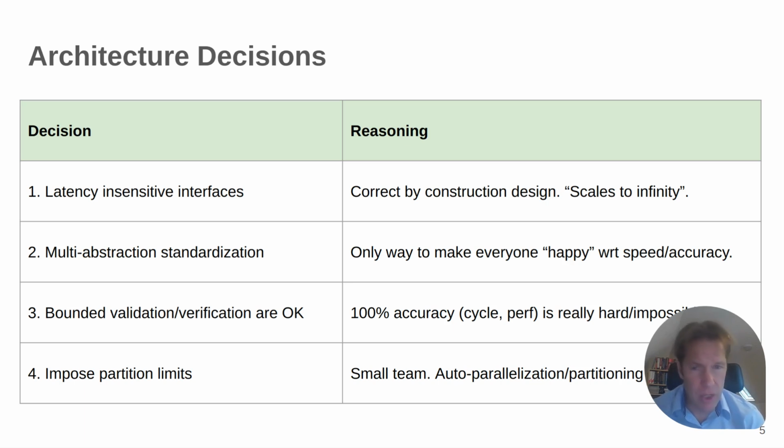And then the final shortcut that we took: if you want to scale with the system, we're going to impose explicit channels between those partitions. So we're not going to try for the really, really hard problem of auto-partitioning or auto-parallelization across a cloud scale computing framework. So those are the decisions we made.